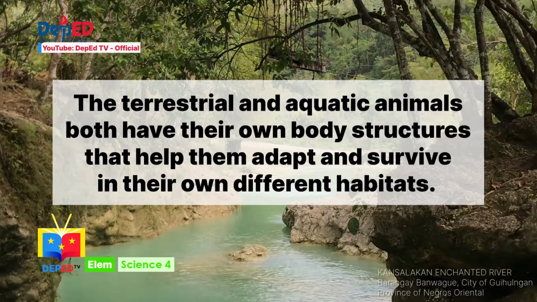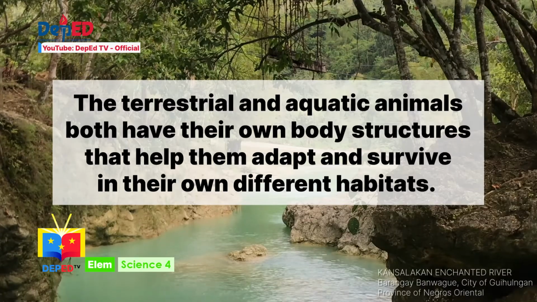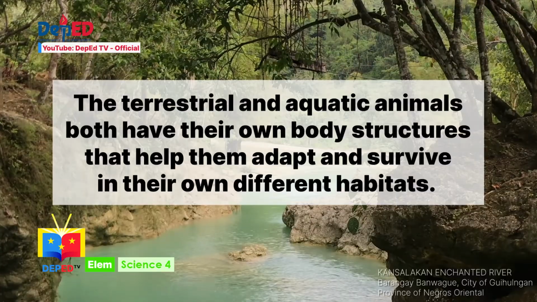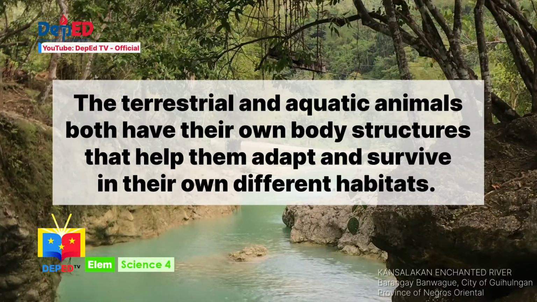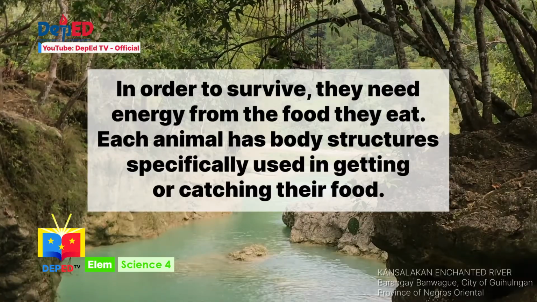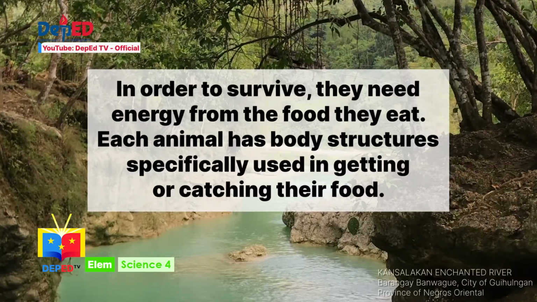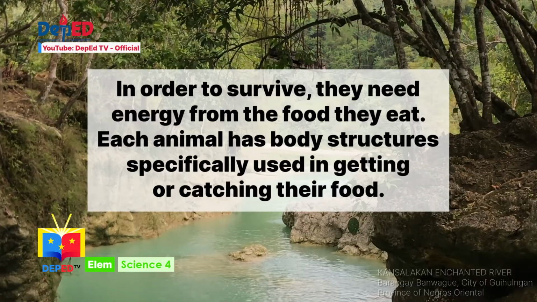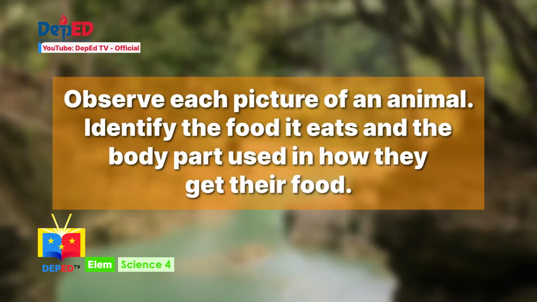The terrestrial and aquatic animals both have their own body structures that help them adapt and survive in their own different habitats. In order to survive, they need energy from the food they eat. Each animal has body structures specifically used in getting or catching their food. Observe each picture of an animal. Identify the food it eats and the body part used in how they get their food.